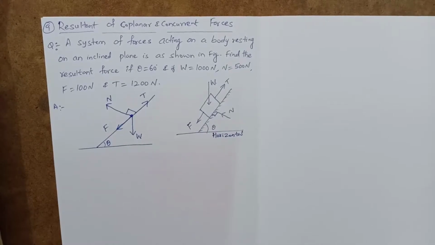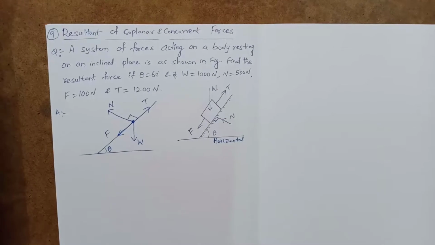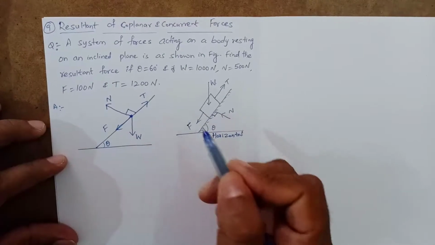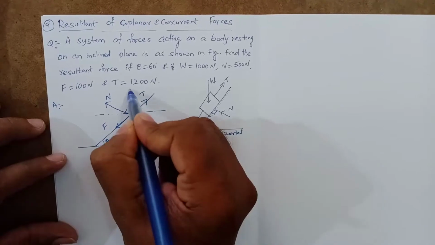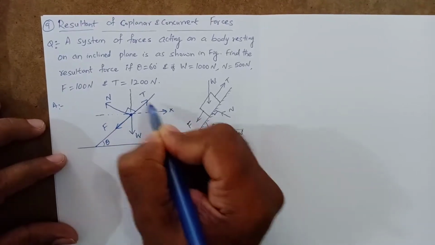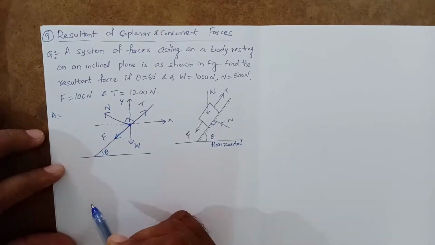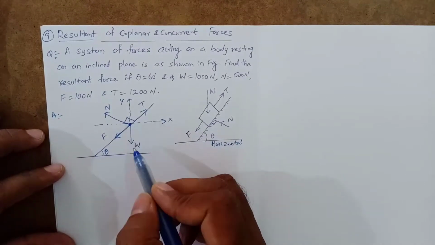The question is to find out the resultant of the system of forces. For that we need to see what are the forces acting along the inclined plane. So we will try to solve this problem in two methods. Let us see the first method. As usual, if you take x and y axis, this is our x axis and this is the y axis, positive x axis, positive y axis. Now we have to resolve all these forces along the x-axis and y-axis, two components.